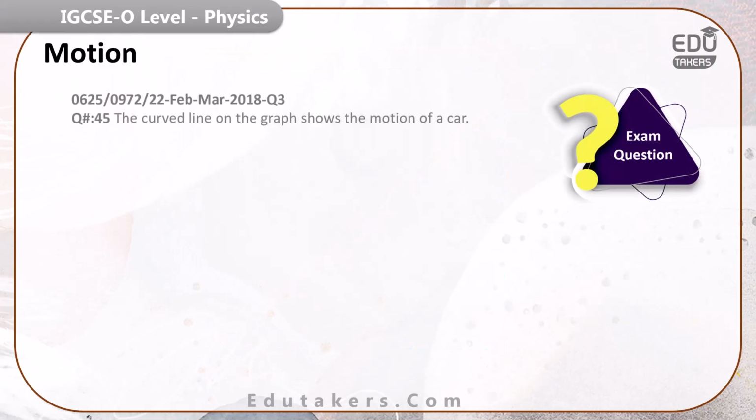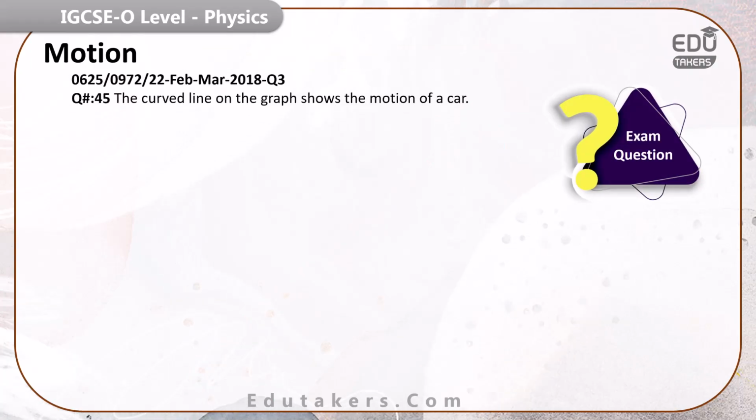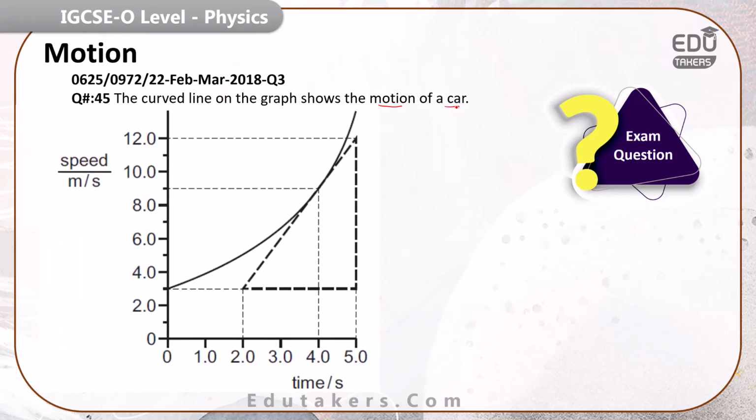Here is an exam style question that appeared in February-March 2018. The curved line on the graph shows the motion of a car. So this graph is basically showing the motion of the car. It's a speed time graph. What is the acceleration of the car at time t equal to 4.0 seconds? Here you can see the time t is 4.0 seconds. At this point, you need to find the acceleration. Because it's a speed time graph, you can easily calculate the acceleration.